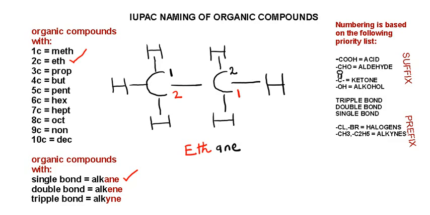Also, we are going to check in this organic compound if there is any functional group. As you can see, there is no functional group in this organic compound. So the name of this organic compound becomes ethane.